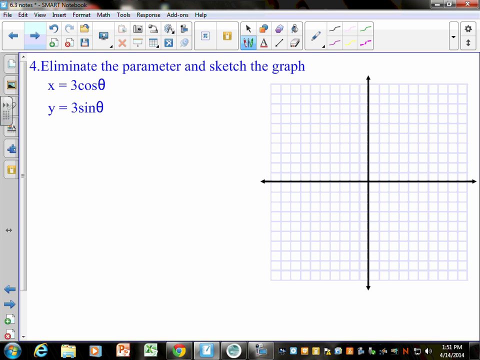But I think we should square both equations first. Am I allowed to do that? Am I allowed to square an equation? Yes. If x equals 4, is that the same as saying x squared equals 16? As long as you do it to both sides, that's a legal move, yes? So if I square this equation, I make it x squared equals 9 cosine squared theta. All I'm doing is squaring it. If I square this one, I get y squared equals 9 sine squared theta.